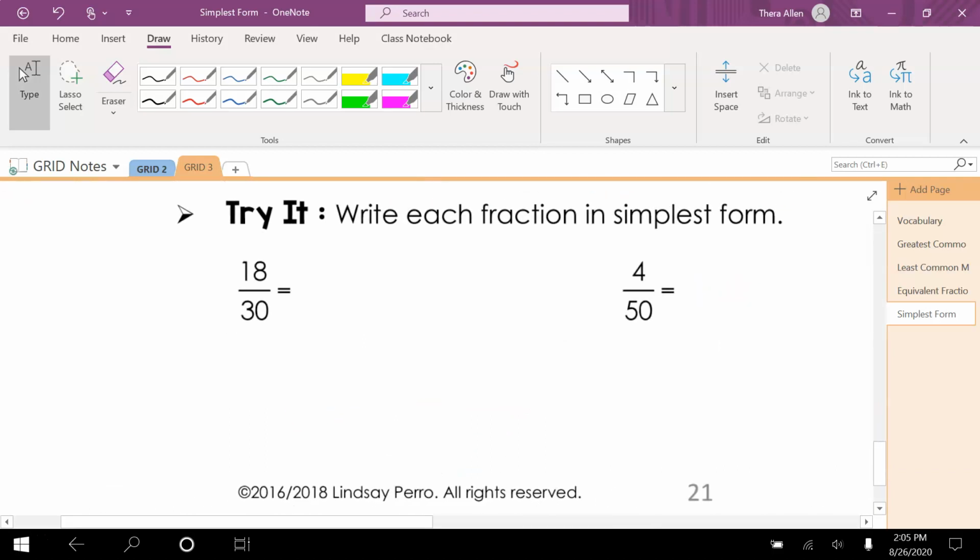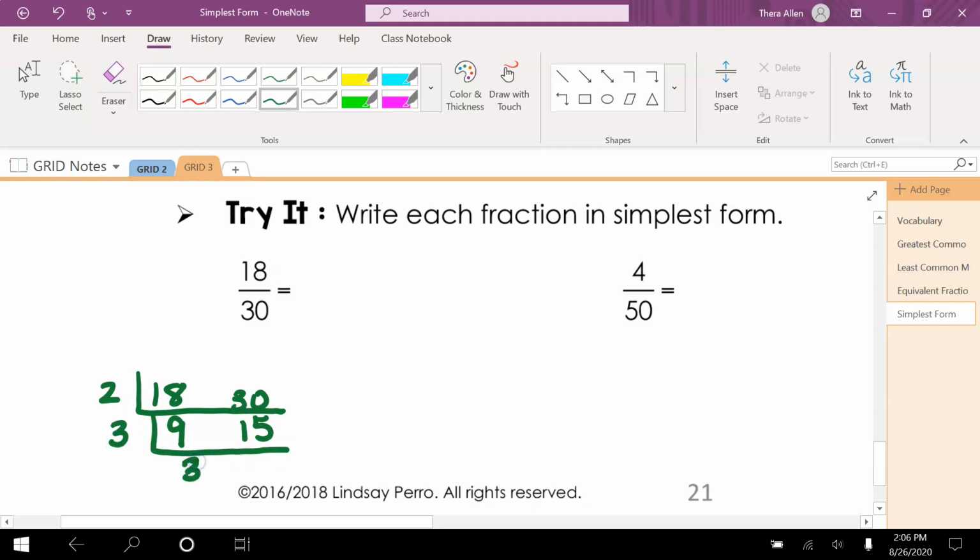First thing it said that we needed to do is find the greatest common factor. So I'm going to go down here and use my ladder method. And I know that 2 can go into 18 and 30. 2 goes into 18 9 times. 2 goes into 30 15 times. What can go into 9 and 15? Well, 3. 3 goes into 9 3 times. 3 goes into 15 5 times.